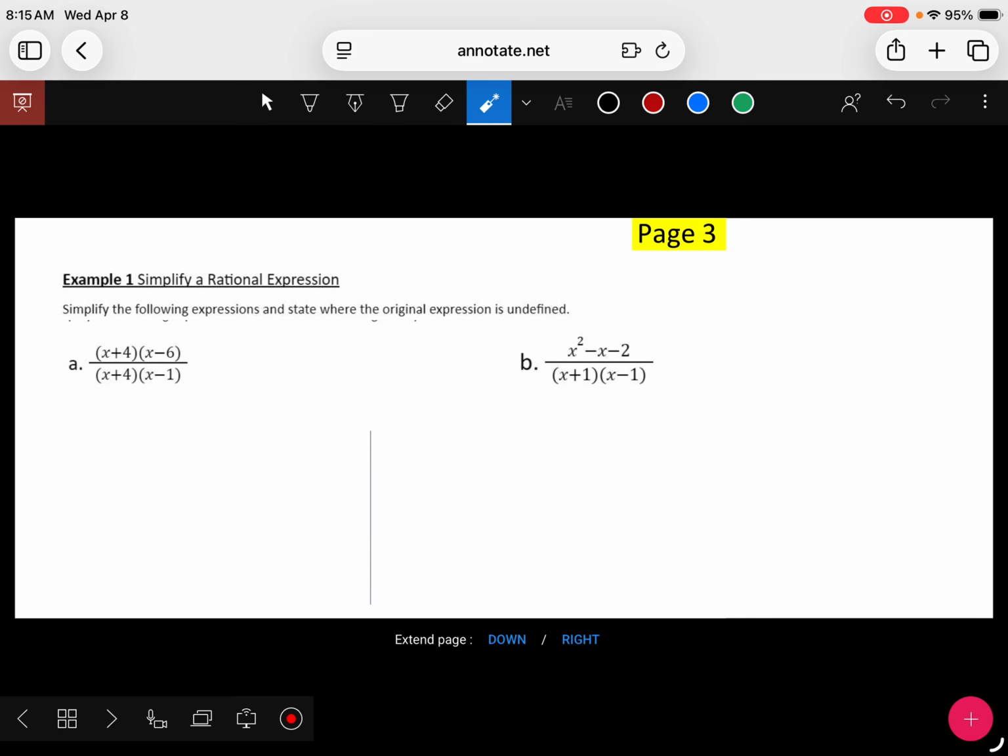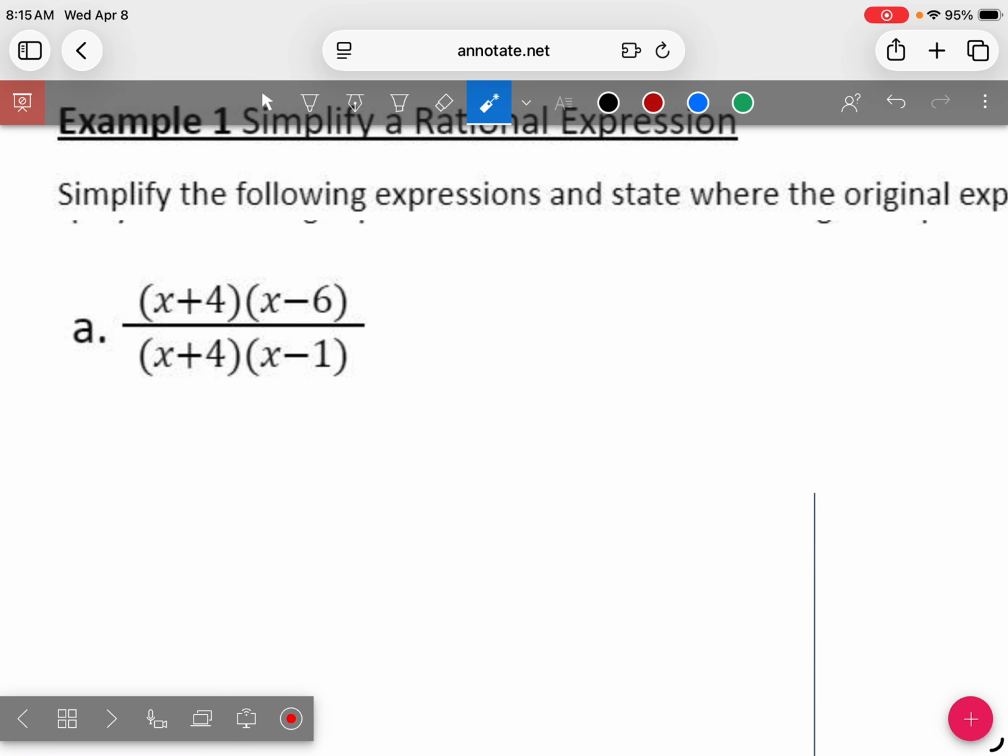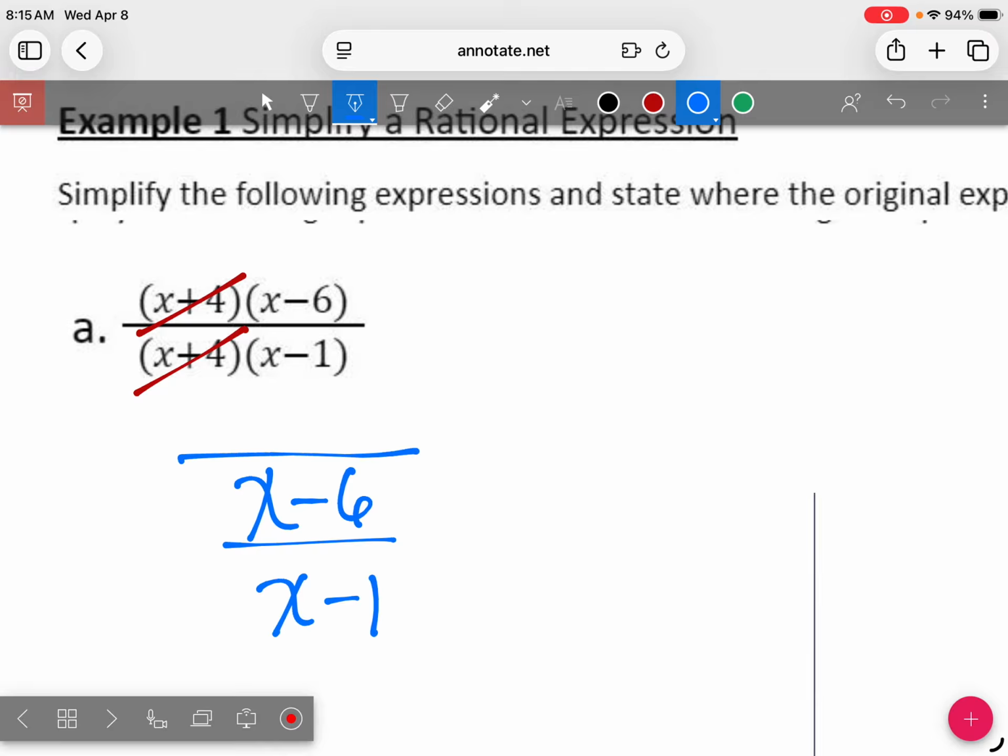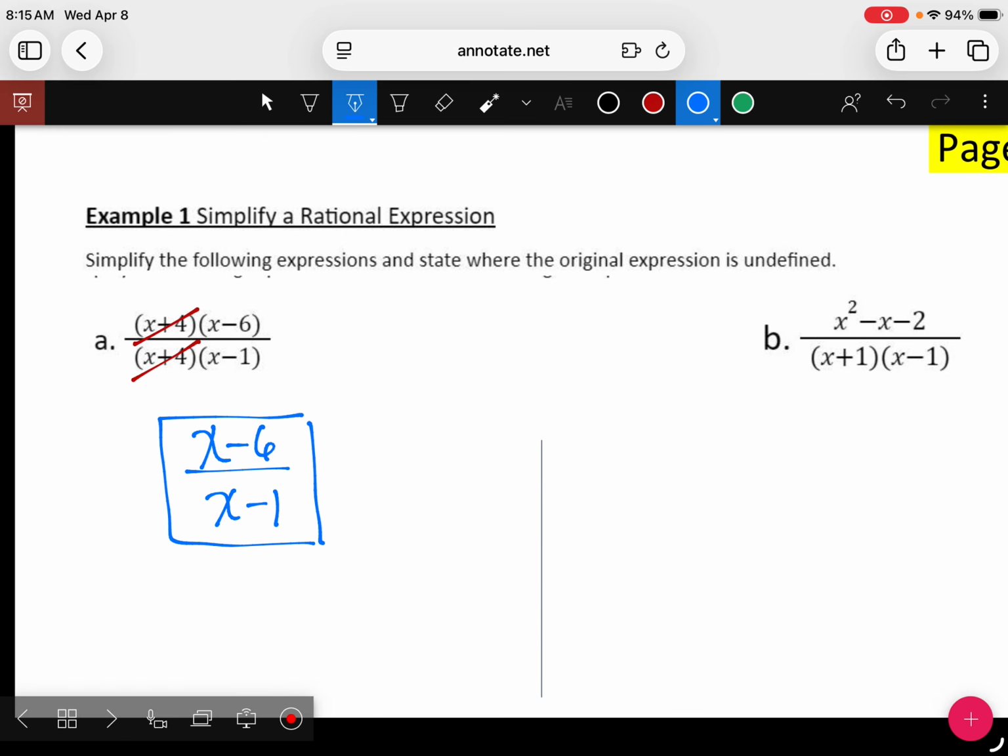So when we look at question A, it's already factored. What is my GCF? What can I cancel out? The numerator and the denominator. So when you cross that out, your final answer would be x minus 6 over x minus 1. Now, of course, we're not going to make it that easy on the test because you will have to factor something down first. So let's look at question B.